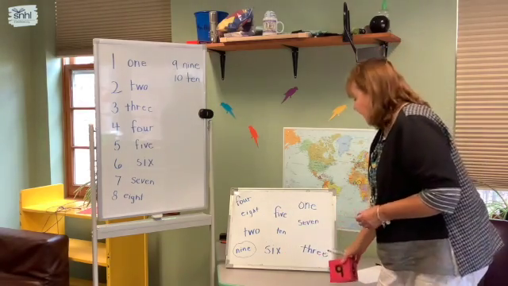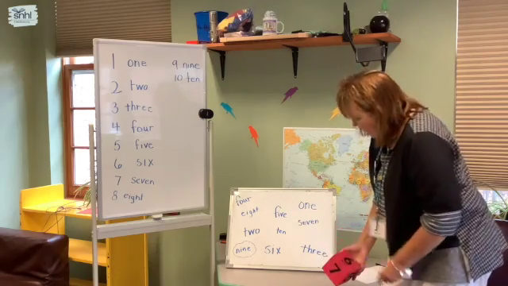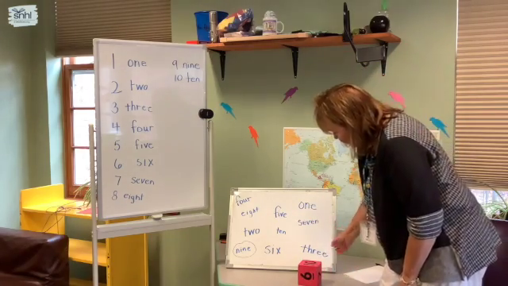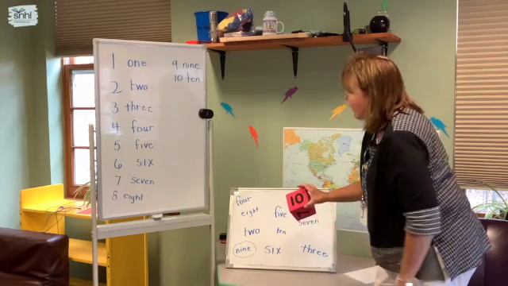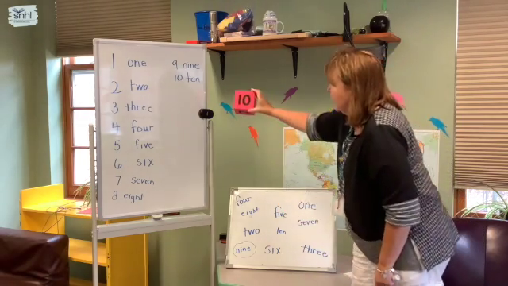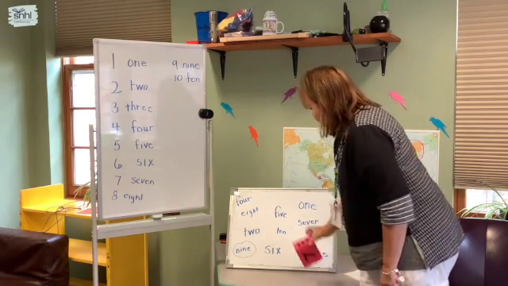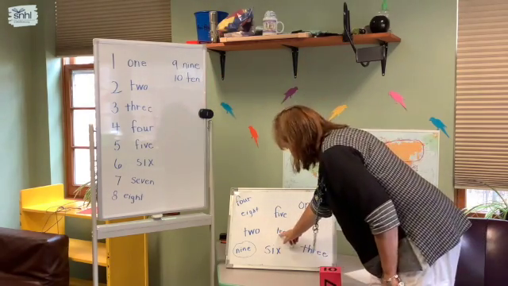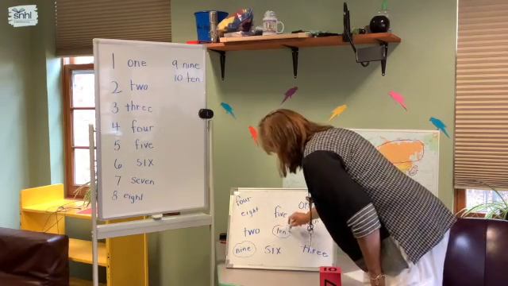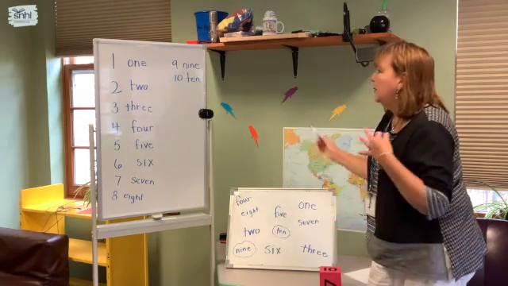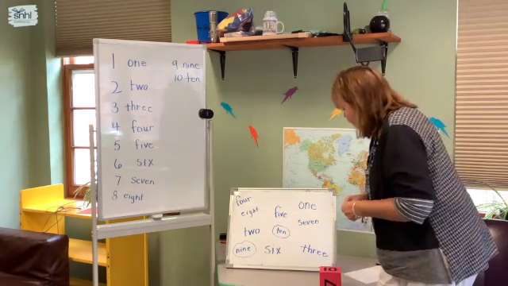So let's try that again. Here we go. Using my cube, I'm going to roll it right here. Oh, 10, 1, 0, 10. T-E-N, 10. T-E-N. There we go. Let's circle it. There. So what we're doing is we're using the tools around us to learn. Let's try it one more time.